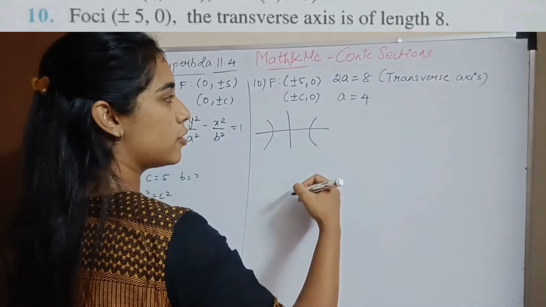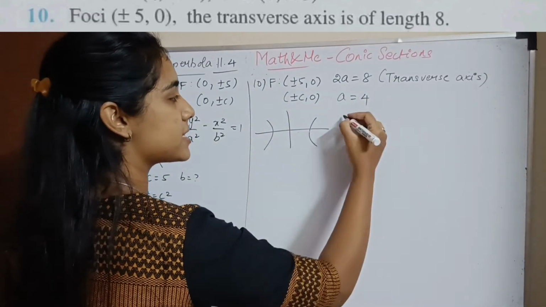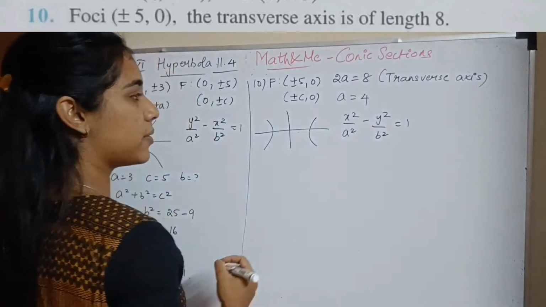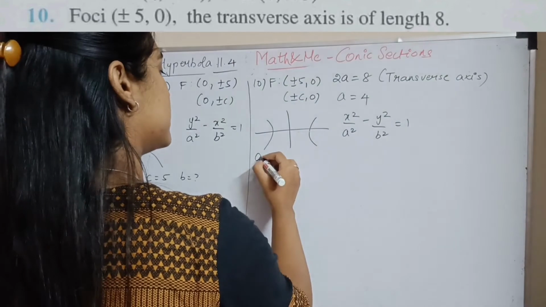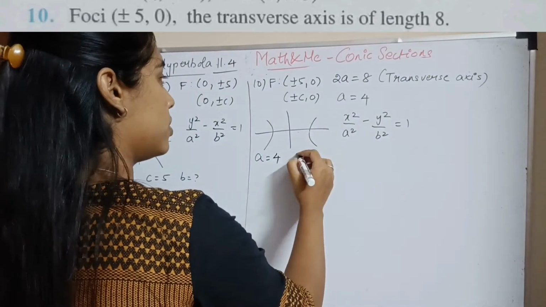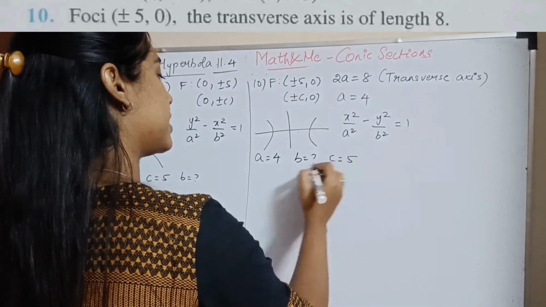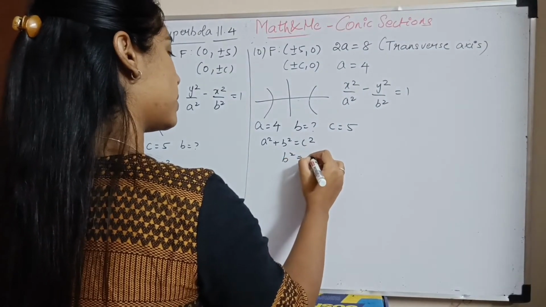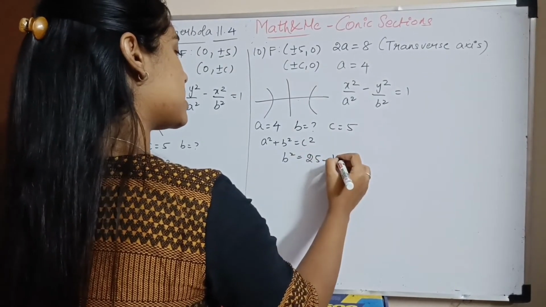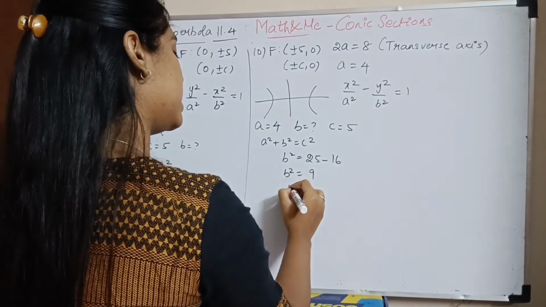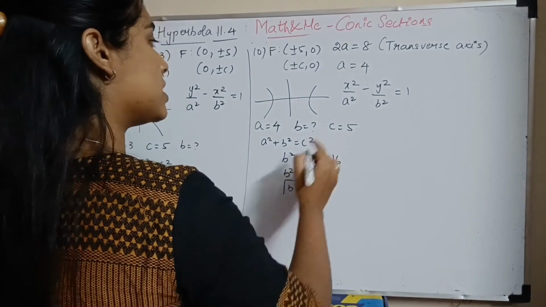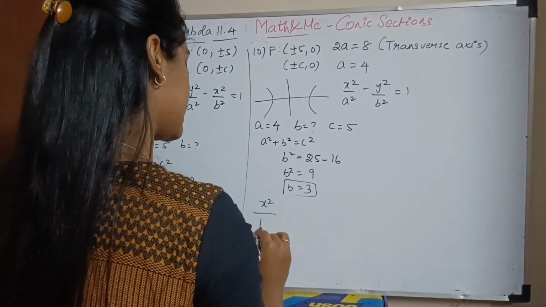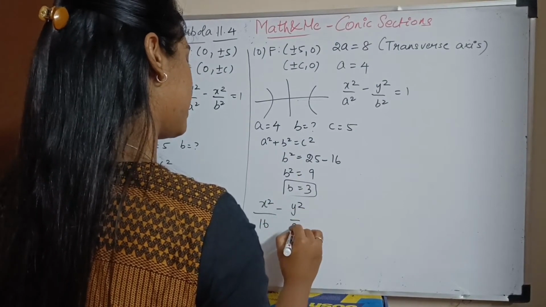So a equals 4. So how does your equation look like when it's along the x-axis? X square by a square minus y square by b square equals 1. So I have a equals 4. B is unknown. C equals 5. So a square plus b square equals c square. B square is c square, which is 25, minus 16, which is 9. So b equals 3. So what is my equation? X square divided by a square, which is 16, minus y square divided by 9 equals 1.